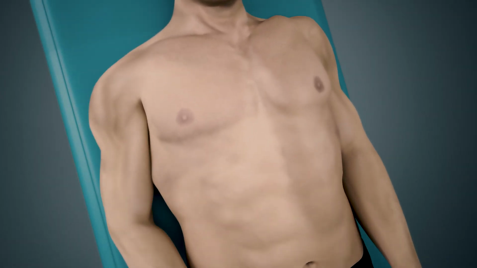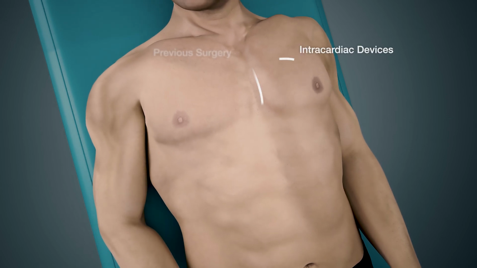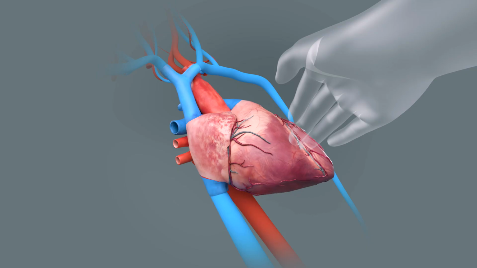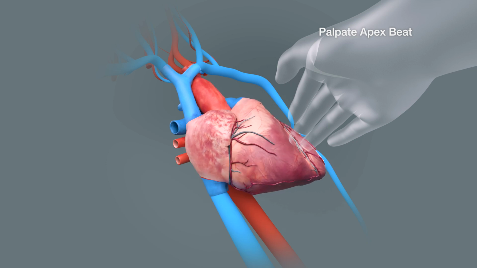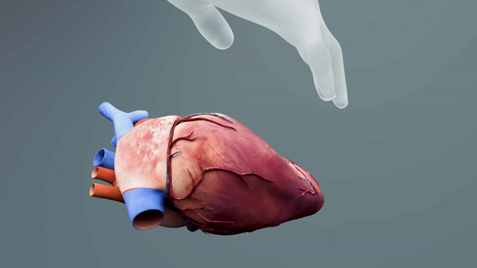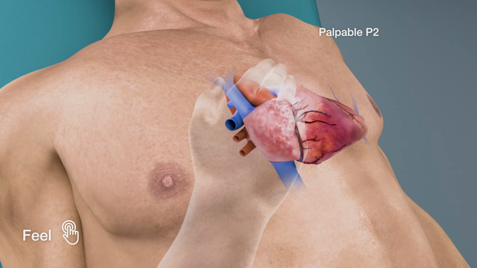Important findings in the chest include the presence of cardiac devices such as pacemakers, evidence of previous cardiac surgery, and displacement of the apex beat due to ventricular dilation. Assess for a palpable shunt or thrill in the third or fourth intercostal space. A right ventricular heave and palpable second heart sound are important signs of right ventricular failure and pulmonary hypertension.